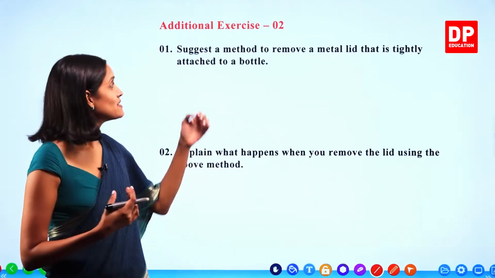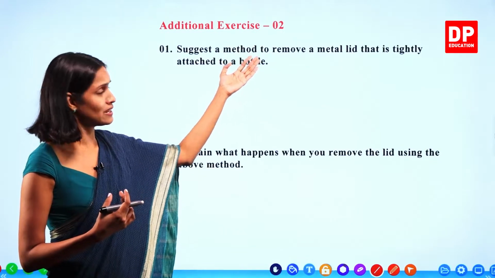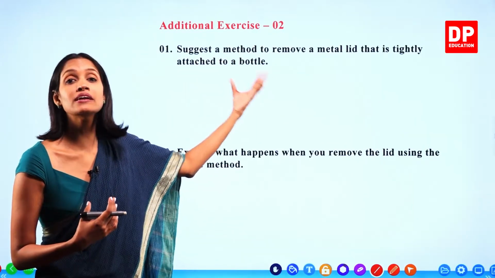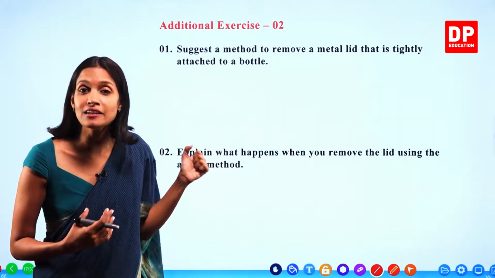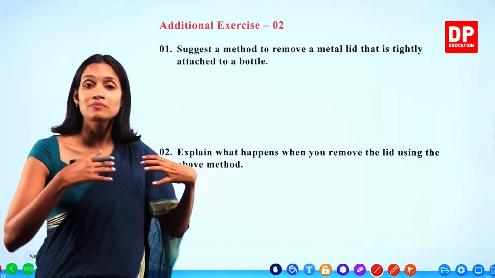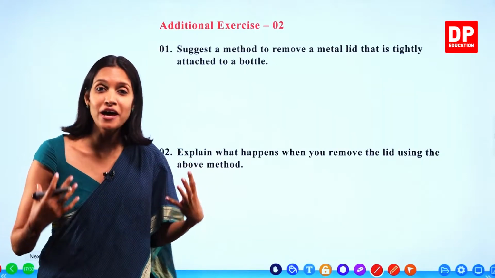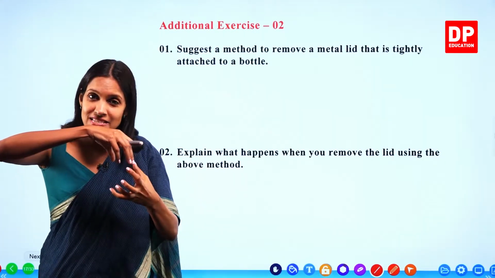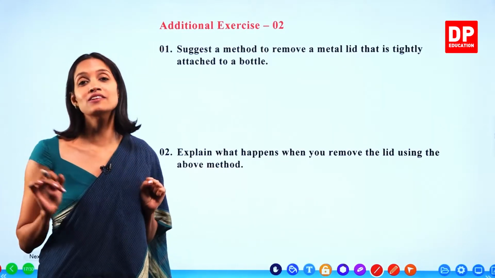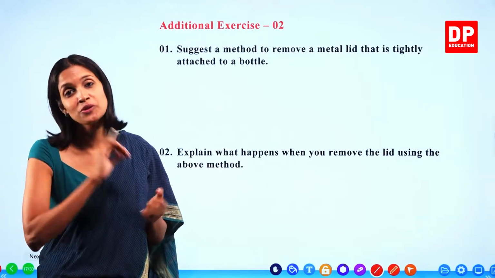What will happen, children? When we heat the metal lid, by any means, we have to heat the metal lid. So what happens when we heat the metal lid? The metal lid absorbs heat and it expands. Expand means its size increases. So when its size increases, we can easily remove the lid from the bottle.